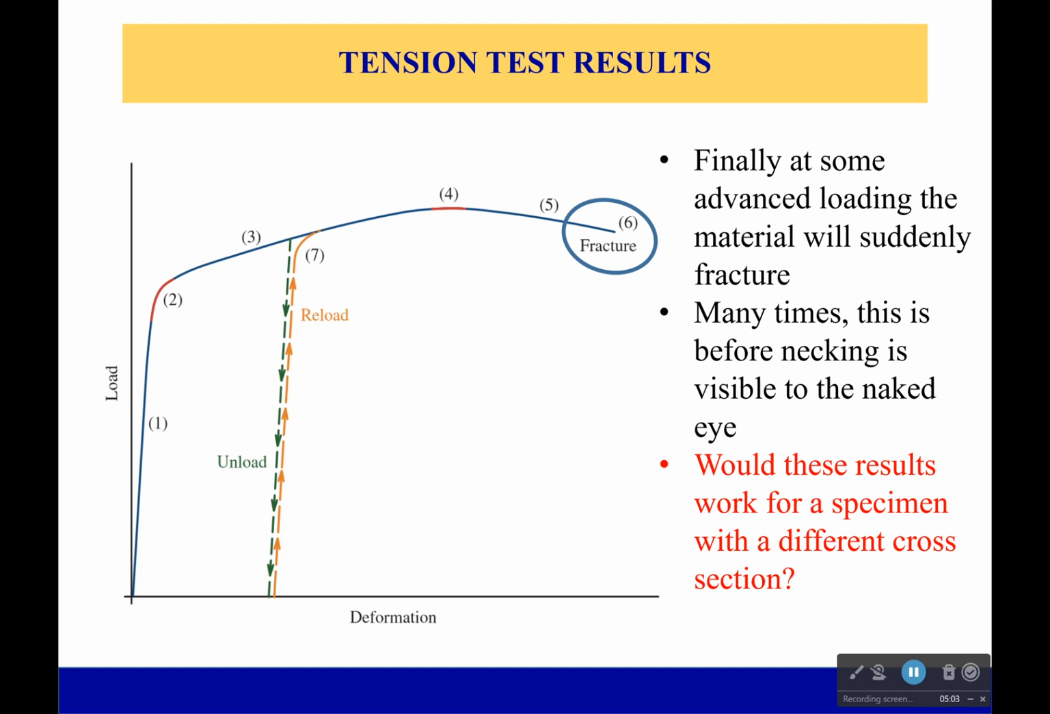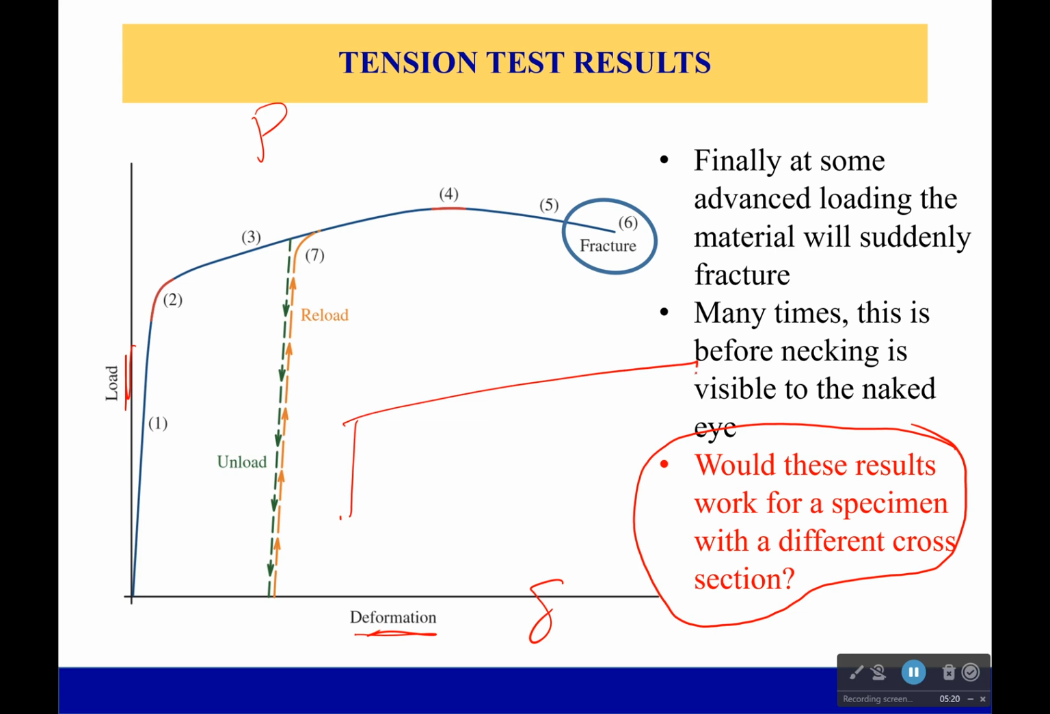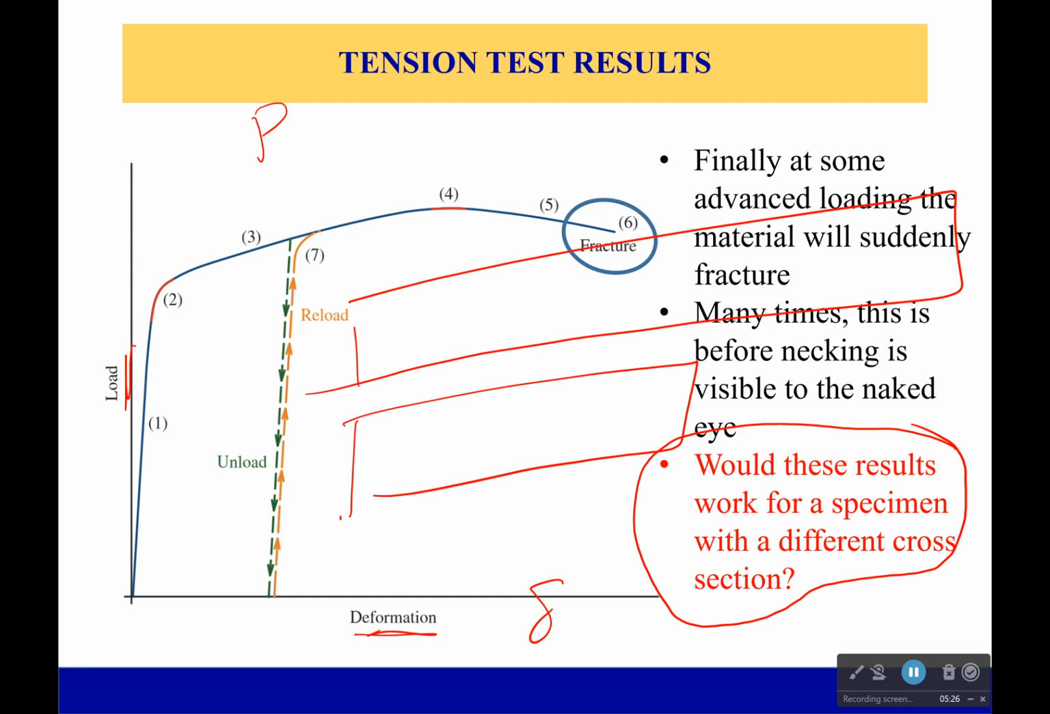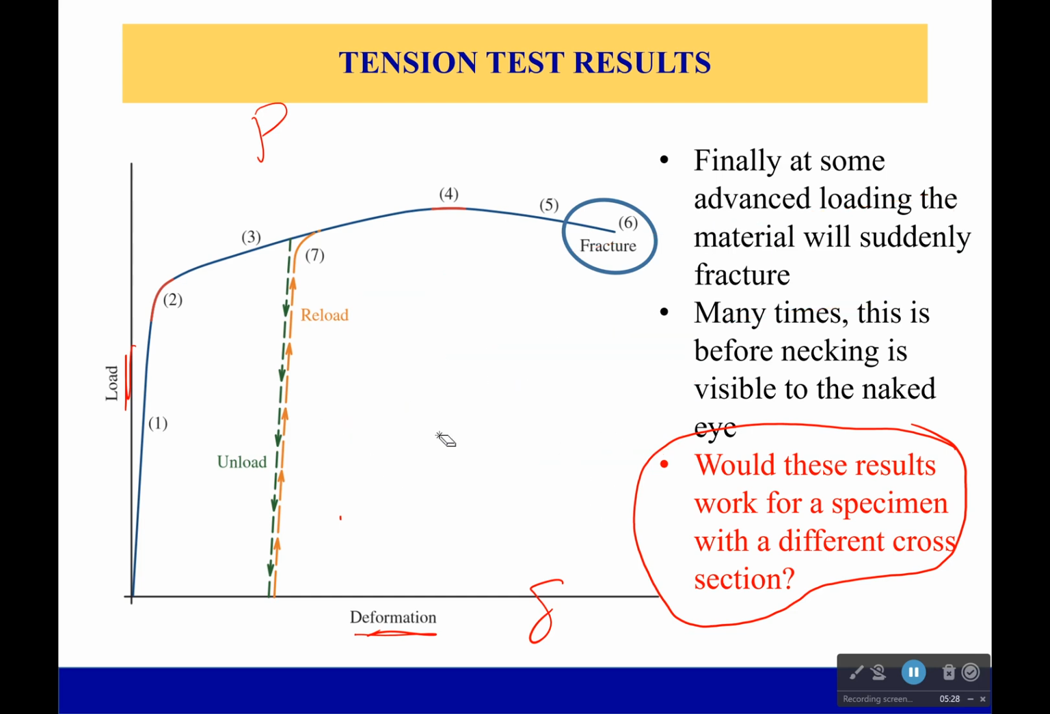And my question for you is now, would these results work for a specimen with a different cross-section? Because this is load, that's just the raw force. This is deformation, that's just the raw change in length. So would these results work for a specimen with a different cross-section? Or, for example, one that is longer. Maybe this is the one I tested, and then this is the one that's going to be used. Will these results be comparable? Is this helpful at all?